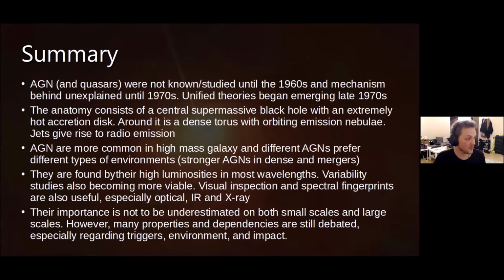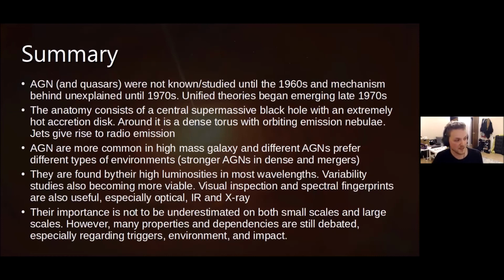So just to do a quick summary, AGNs and quasars were not really known or studied until the late 60s, and the mechanism not explained until the 70s. And the unified theories began in the 70s. An AGN consists of the supermassive black hole in the center. That's the engine of the whole thing, with an accretion disk that gives rise to the continuum. There is the obscuring torus around it and orbiting emission nebulae that give rise to the emission lines and the infrared continuum, and jets give rise to the radio emission.